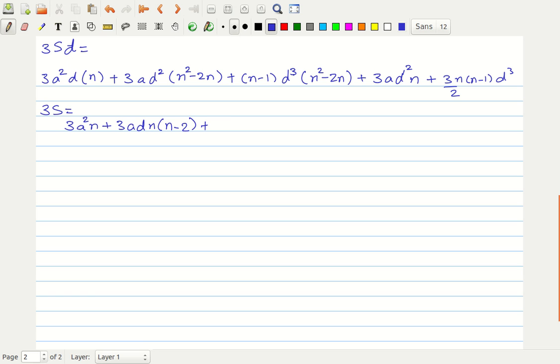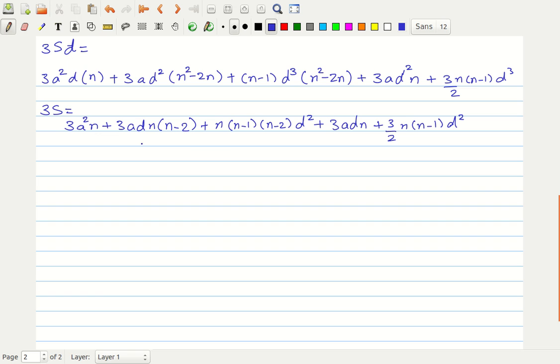Plus now d cube will become d square over here. Again I can take n as common factor out, so this is n times n minus 1 times n minus 2 times d square plus 3 a d n plus 3 by 2 times n minus 1 times d square.